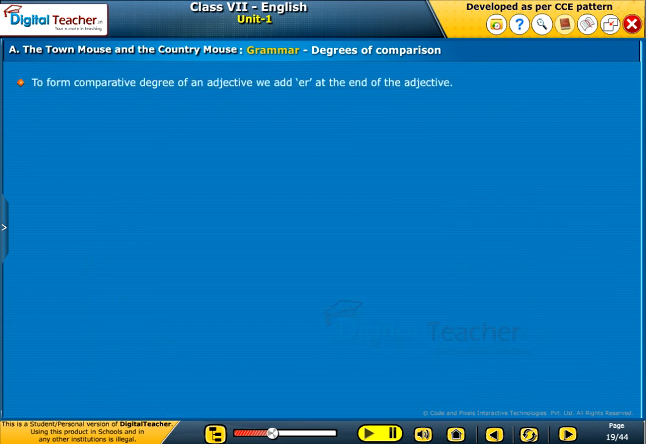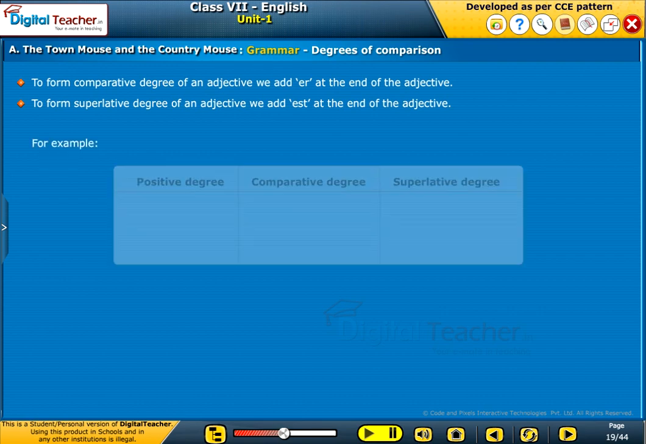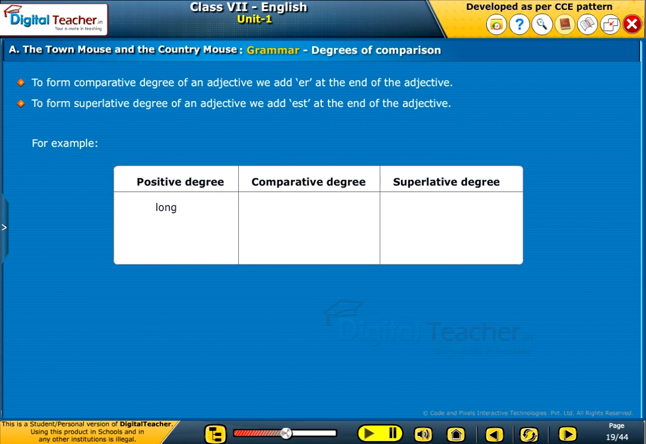To form the comparative degree of an adjective, we add er at the end of the adjective. To form the superlative degree of an adjective, we add est at the end of the adjective. For example, long, longer, longest. Young, younger, youngest. Cheap, cheaper, cheapest.